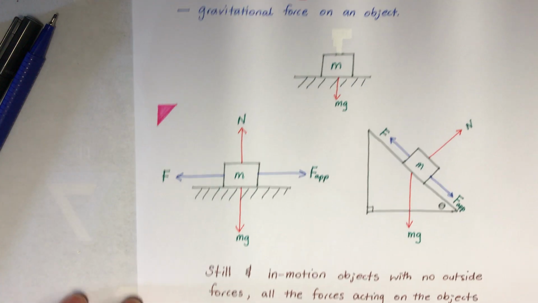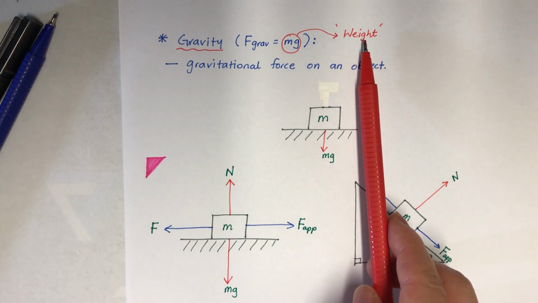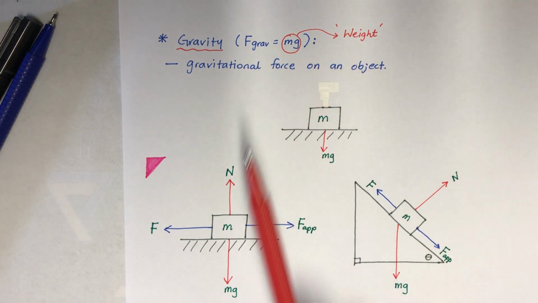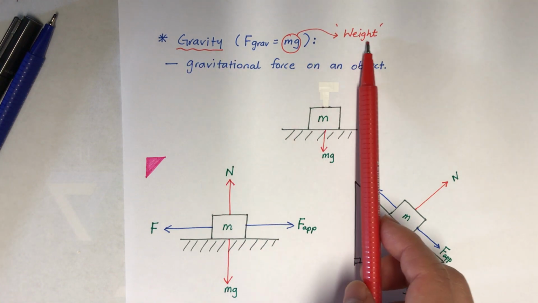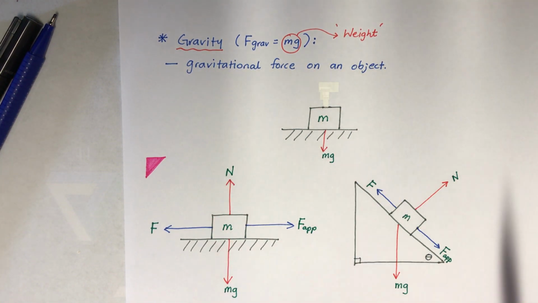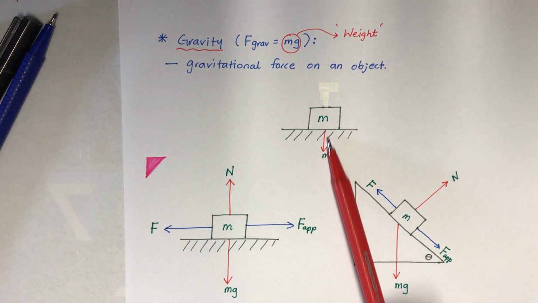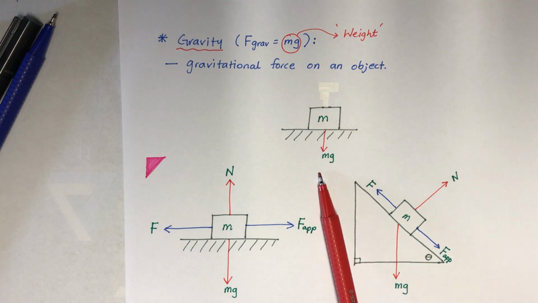Okay, so let's have a look at the next one. The next force is gravity. We sometimes call it weight, it's mg. G is gravity, M is the mass, so we sometimes call it weight. It is the gravitational force on an object, and it's always going down. No matter where the object is, it's always going down.